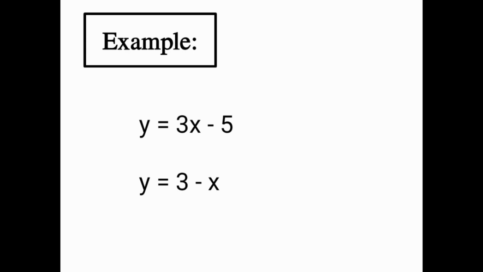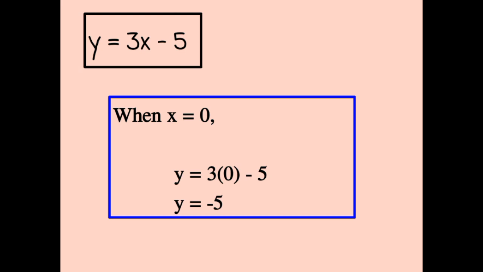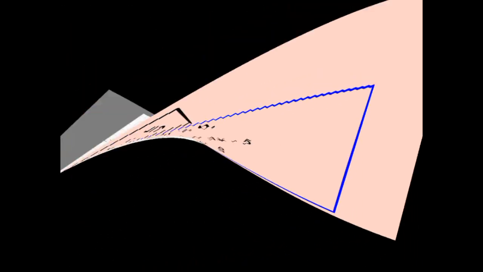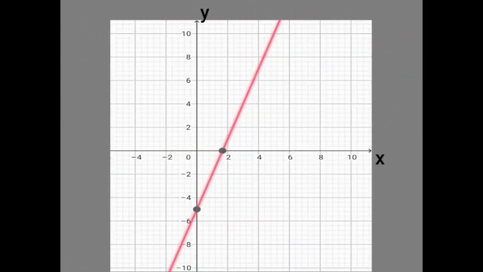First, let's draw the graph for y equals 3x minus 5. When x equals 0, y equals minus 5. This graph crosses the y-axis at minus 5. When y equals 0, x equals 5 over 3, and this graph crosses the x-axis at 5 over 3. As you can see here, this is the graph for y equals 3x minus 5.